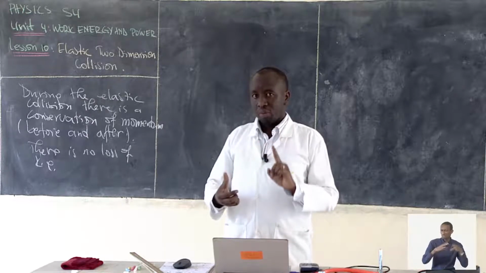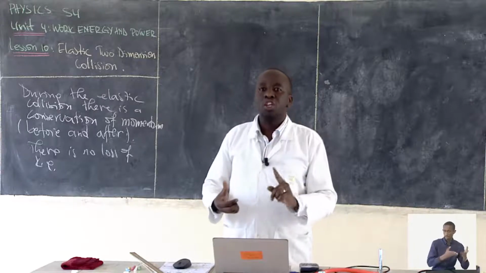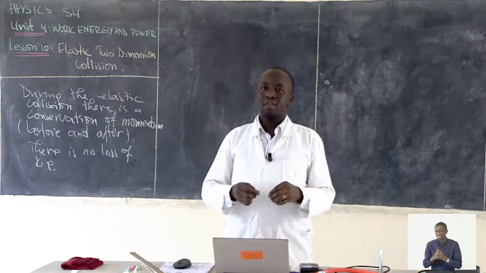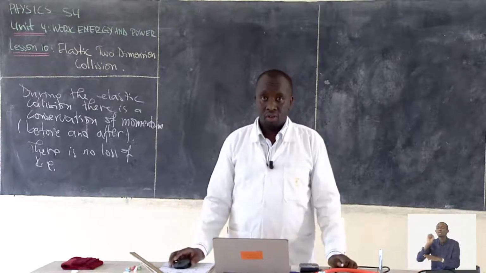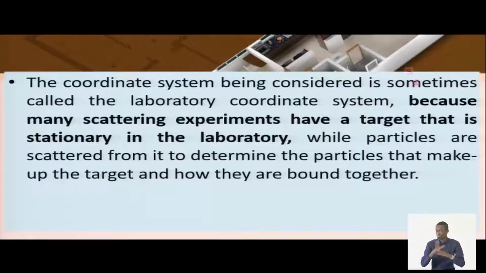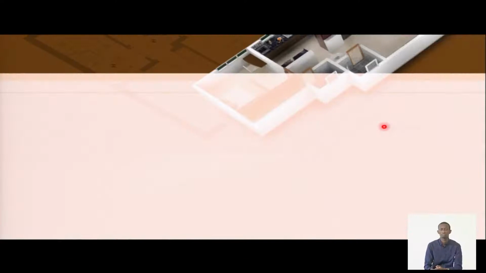Remember that the particle that is hitting another has a speed that is known. And then we assume the particle being hit has a speed of 0, or is stationary. Okay, students, so this is the coordinate system that we have.